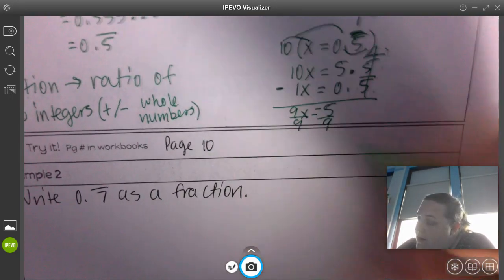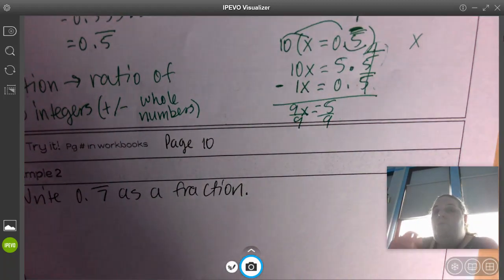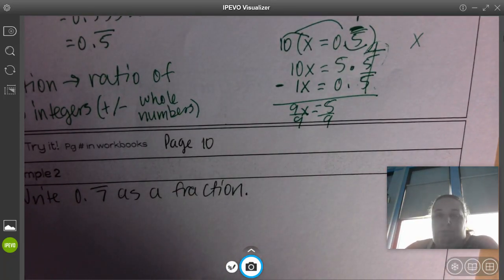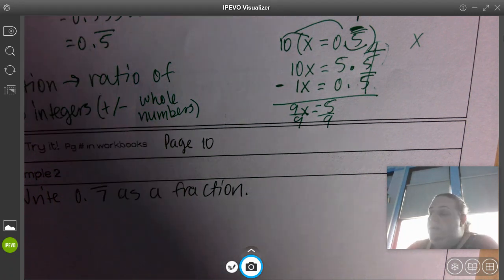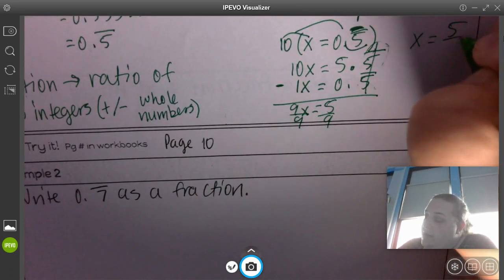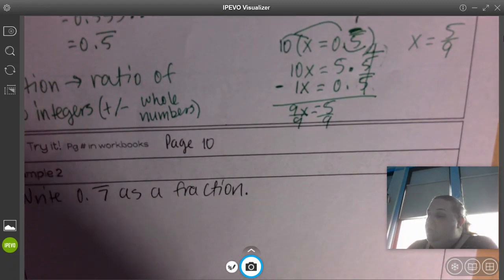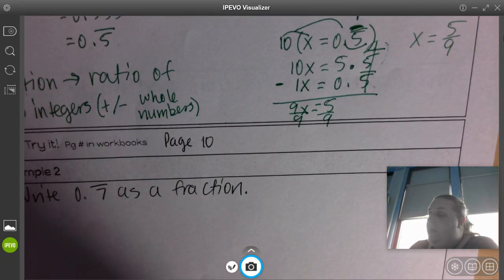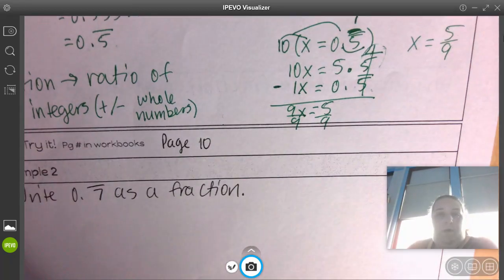So I'm going to divide by 9 on both sides. But I'm not really going to go through and divide, because then it's just going to bring me back to the beginning with my decimal. And we want a fraction or a ratio. So I'm going to just leave it as 5 over 9. So that means 0.5 repeating, or the slugger's percentage, is 5 over 9.